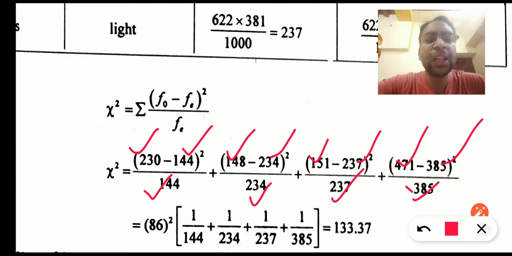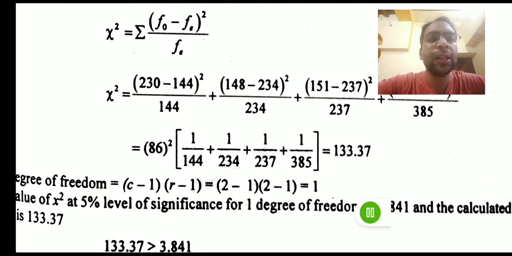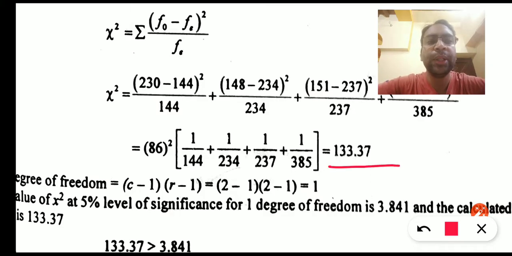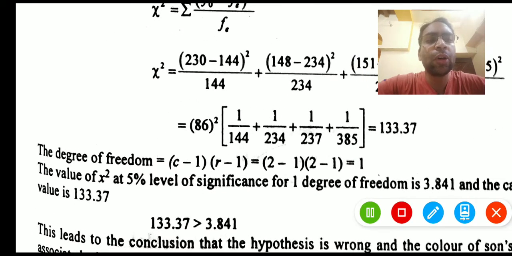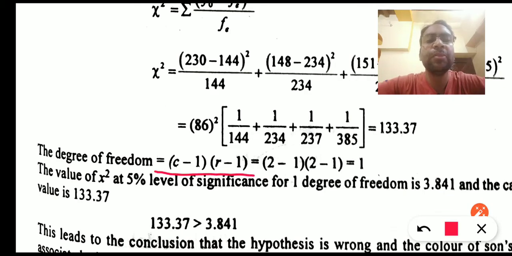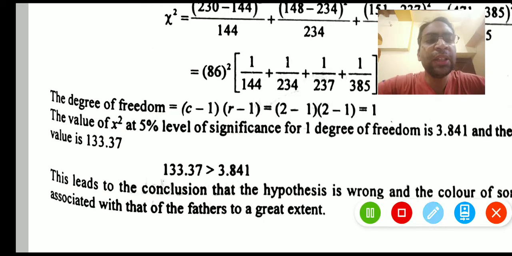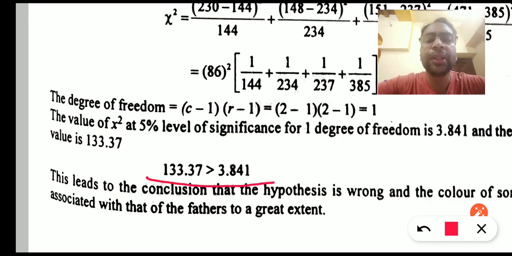We'll solve all these values, and then we will be able to calculate the chi-square. In this case the chi-square is coming to 133.37. Now let's find out the degree of freedom. If you remember, the formula for the degree of freedom is (r minus 1) times (c minus 1). We have two columns and two rows, so the degree of freedom is 1. For 1 degree of freedom the standard value has already been given in the question, as 3.841. Comparing these values, we see that the calculated chi-square value is greater than the standard value.